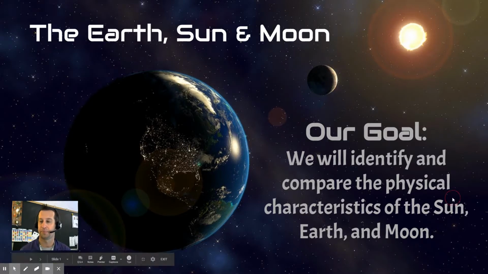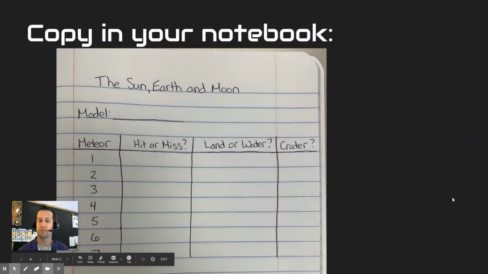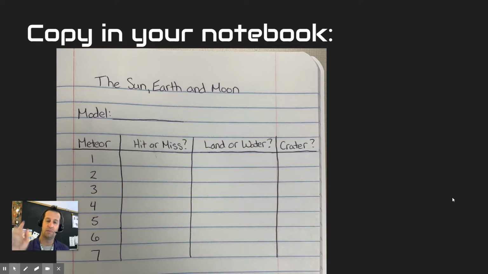Okay? So in your notebook, I need you to go ahead and make this chart that you see right there on your screen. We have the titles, the Sun, Earth, Moon, and then you're going to write model and leave a blank, okay? And then on the first column, I have meteor, and we go all the way to 7. Second column says hit or miss. Third column says land or water. And the fourth column says crater.